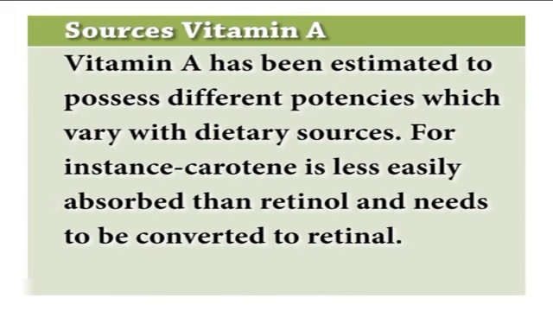Sources of vitamin A. Vitamin A has been estimated to possess different potencies which vary with dietary sources. For instance, carotene is less easily absorbed than retinol and needs to be converted to retinal. Free retinol is not generally found in food. Retinyl palmitate is a precursor and is the major storage form of retinol, which is exclusively found in foods of animal origin.